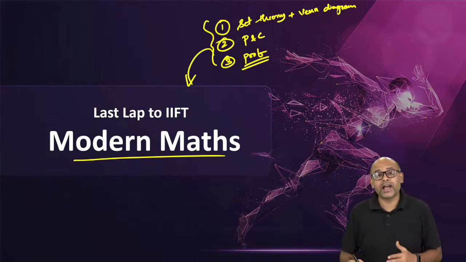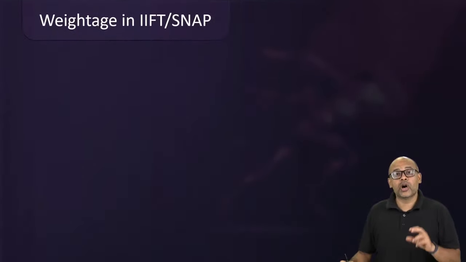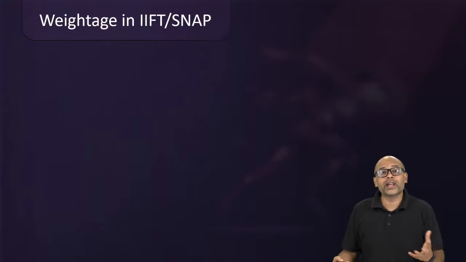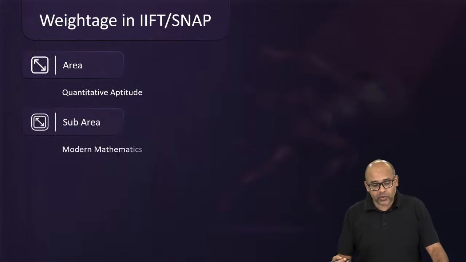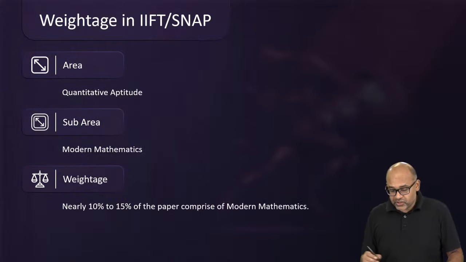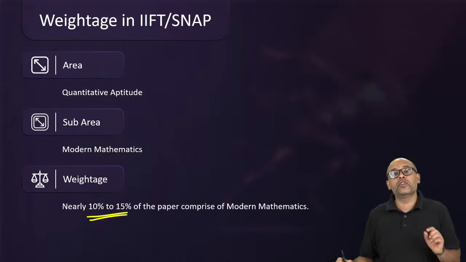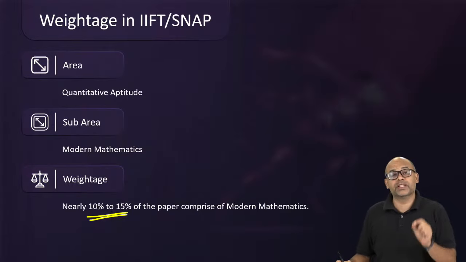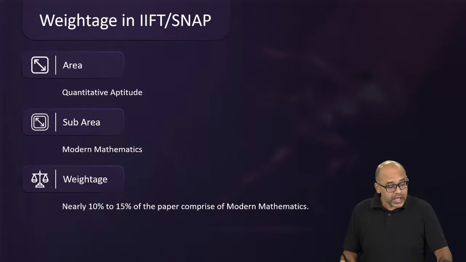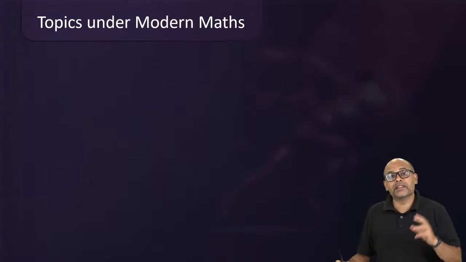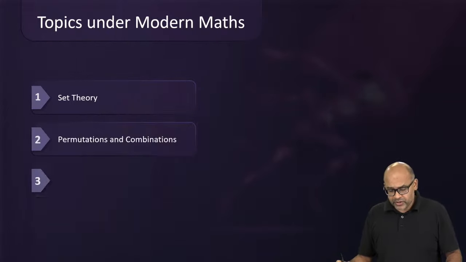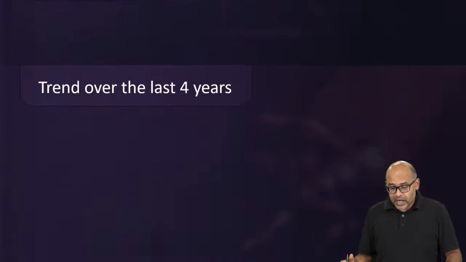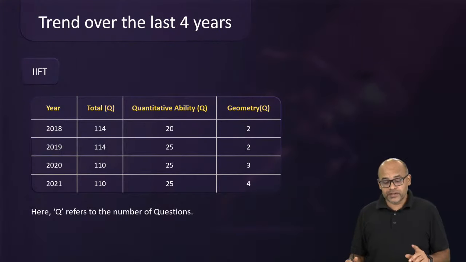Right, so let's take a look at the weightage, how many questions are expected, what has happened in the last few years. As I said, this comes under the quantitative area, modern maths, and the weightage is almost 10 to 15% of your mathematics paper, that is the quant section. If you look at the year-wise breakup, this is what happened in the last 4 years.